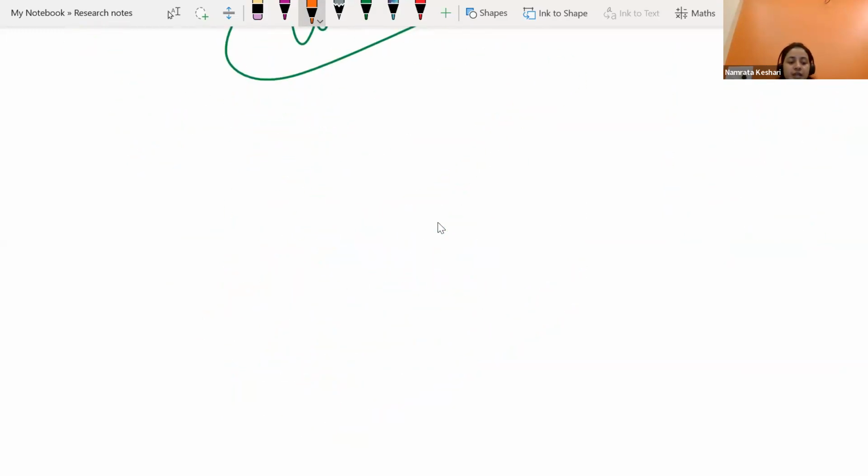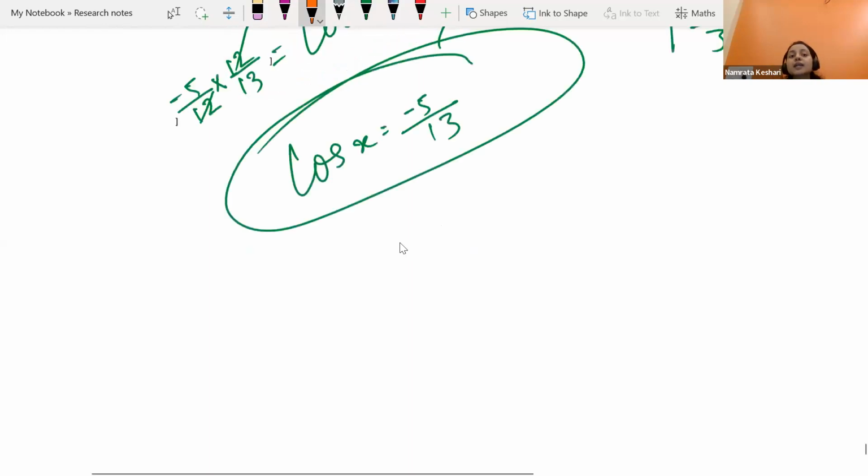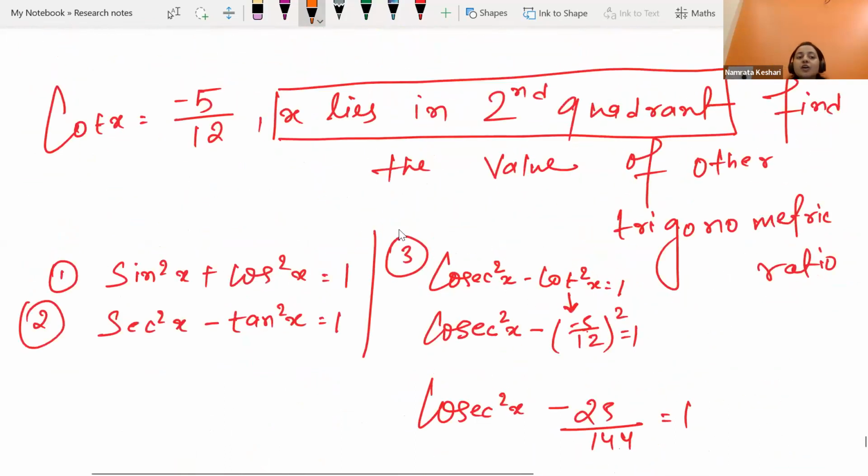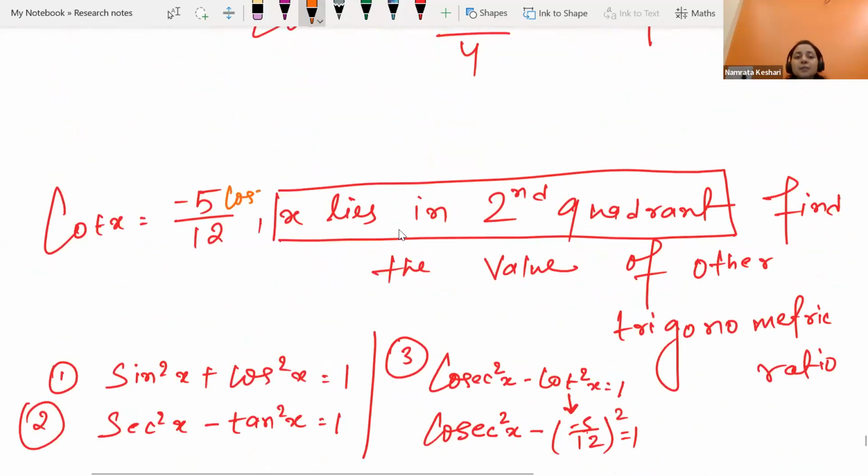Yes, ma'am. So if this type of question is there, you can understand we have three identities, and from those identities, rather than taking it like this, Alina, you should never make this mistake. Cot x means cos by sine. We cannot say that cos is minus 5 and sine is 12. We cannot say that. Okay?